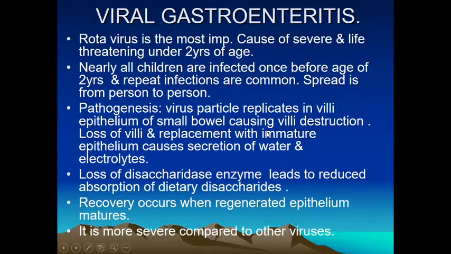Spread is from person to person. The virus particle replicates in the villi, the epithelium of the small bowel, causing villi destruction. The loss of the villi and replacement with immature epithelium causes secretion of water and electrolytes. Loss of the disaccharide enzyme leads to reduced absorption of dietary disaccharides. Recovery occurs when regenerated epithelium matures. It is more severe compared to other viruses.